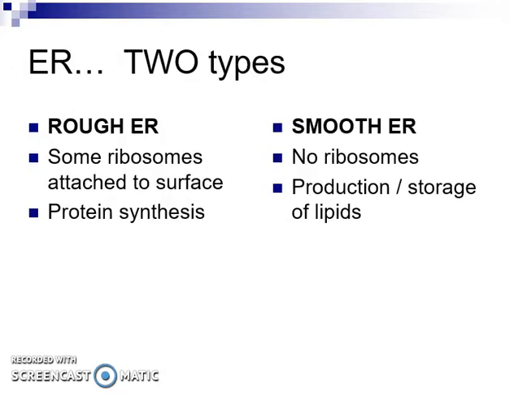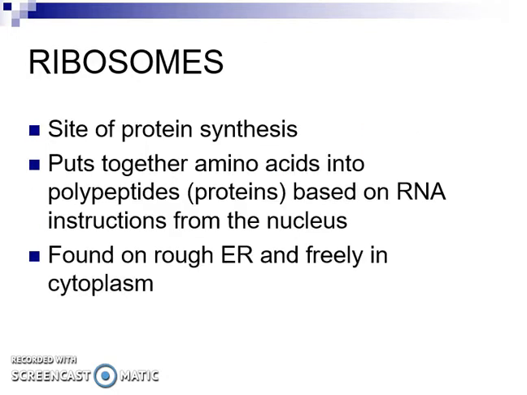There are two different types of endoplasmic reticulum. You have the rough ER, which contains embedded ribosomes attached to the surface, and this is where protein synthesis occurs. And then you have the smooth ER, which has no ribosomes, but its main job is to produce and store lipids. In our next unit, biochemistry, we're going to learn a little more about lipids.